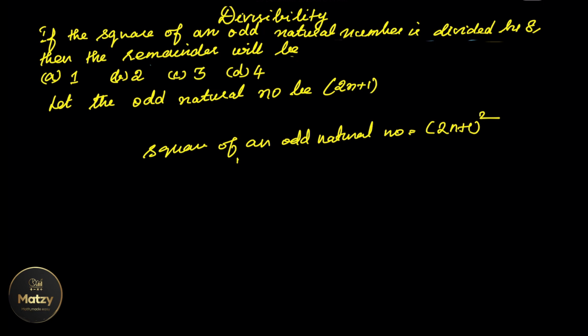If the square of an odd natural number is divided by 8, then the remainder will be, that is a question. 4 options are also given in this problem.